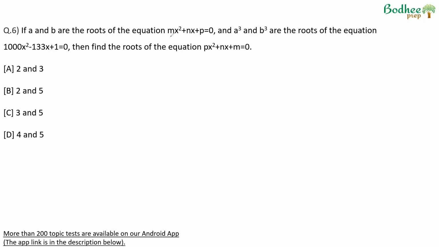If a and b are the roots of the equation mx square plus nx plus p is equal to 0, a plus b is equal to minus n by m, ab is equal to p by m. From the first equation, a cube plus b cube are the roots of the equation 1000x square minus 133x plus 1.